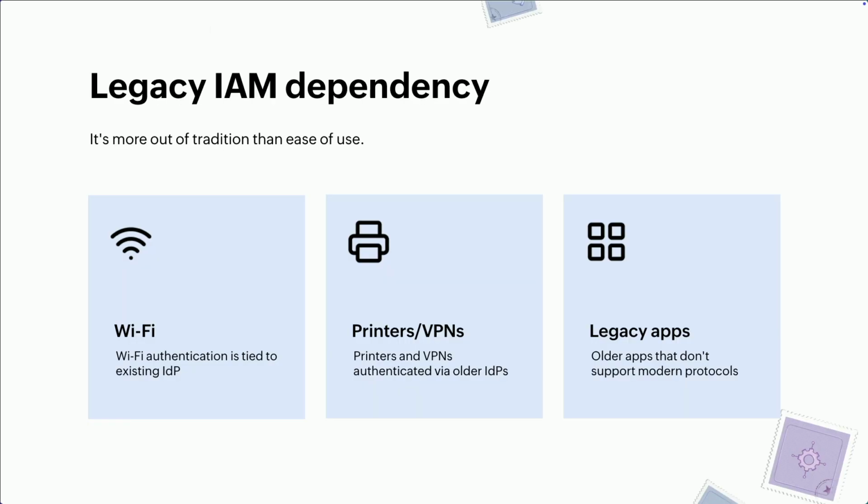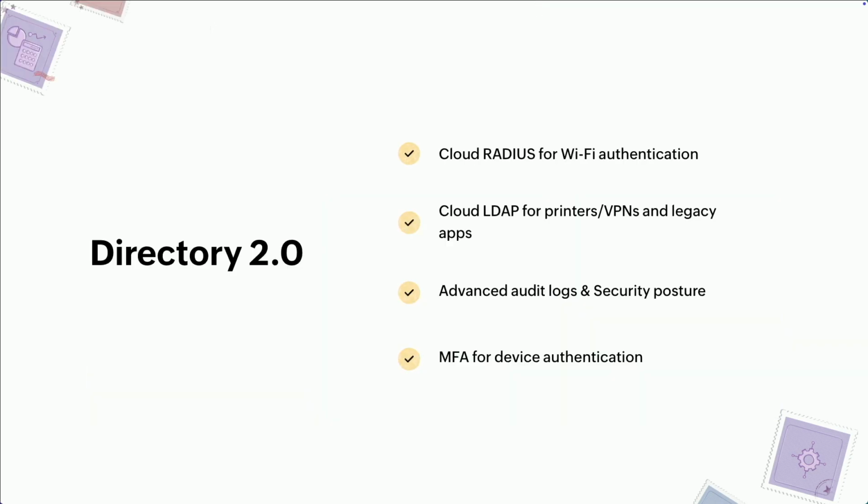So we also understand that companies don't move from a legacy system to Zoho Directory in the snap of a finger. For that, they might have their own reasons, like they might have their Wi-Fi connected or VPNs connected or legacy apps connected to the legacy systems. So to provide an easy transition, we are also coming up with certain features such as Cloud Radius, which will help you with Wi-Fi authentication, which is practically a Radius server hosted on cloud. You don't have to do anything on your end.